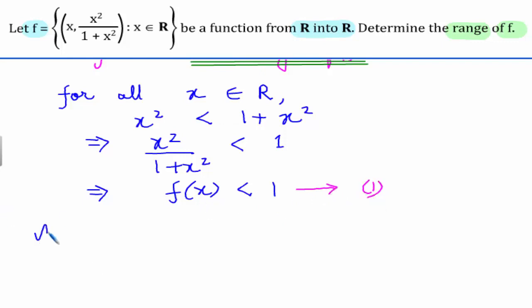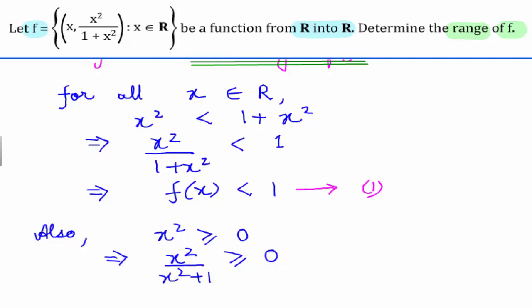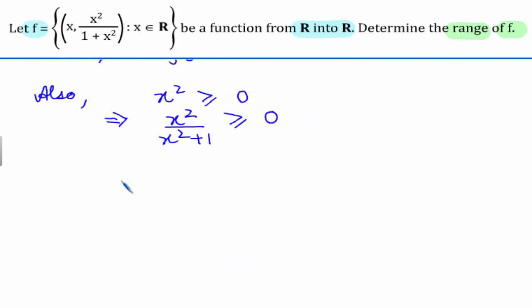Also, x square is greater than or equal to 0. So this implies that x square by x square plus 1 is also greater than or equal to 0. Therefore, we can write f of x is greater than or equal to 0, because x square by x square plus 1 is nothing but f of x. So we name this as 2.